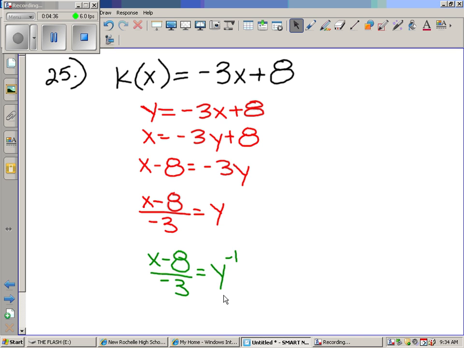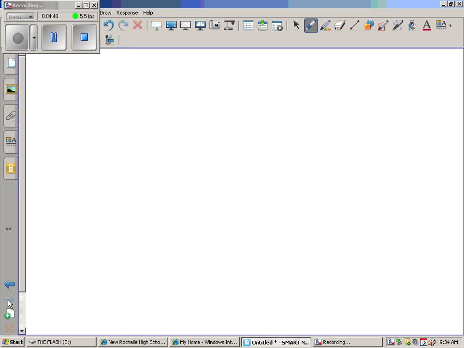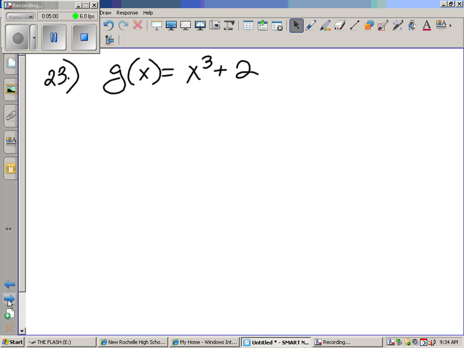We're going to do one more example, and then we're going to be using our calculators a little bit. I mean, these were easy problems. How about something a little bit more difficult than just a straight up line? Let's switch back. Let's do 23. Suppose you got x cubed plus 2.